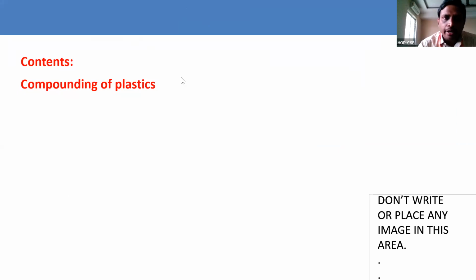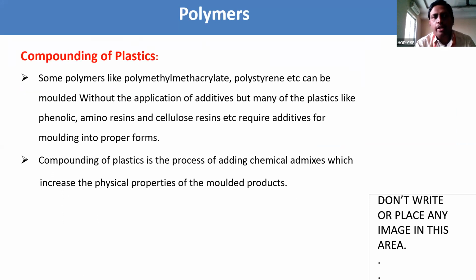Okay, whatever the ingredients we use to prepare the compounding of plastics. See, there are several polymers like polymethyl methacrylate, polystyrene, etc. that can be molded without application of additives. But many of the plastics like phenolic and amino resins and cellulose resins, etc. require additives for their molding into the proper forms, proper shapes.